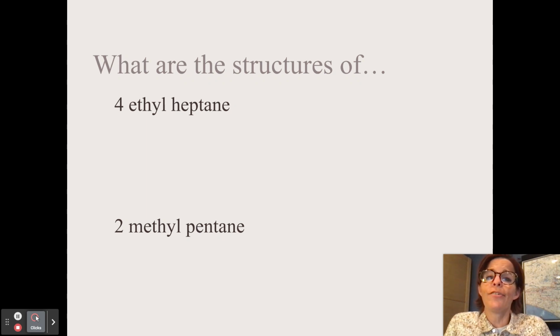All right, let's try drawing it. 4-ethyl heptane. Hept, what is that? Hex is 6, right? Hept is 7. And on the fourth carbon of this chain of 7, it's going to have an ethyl group. And ethyl, look at your notes if you can't remember, ethyl is 2. So 1, 2, 3, 4, 5, 6, 7 carbons. Now find carbon number 4. 1, 2, 3, 4, and put 4 carbons off of that.